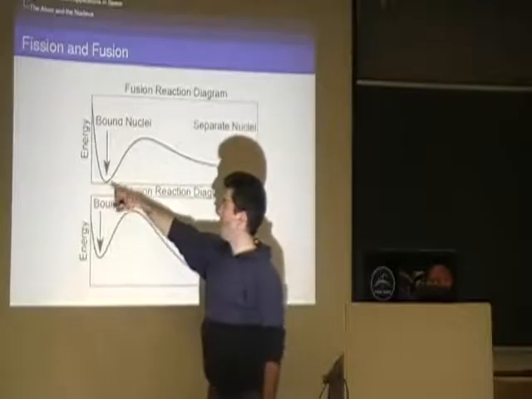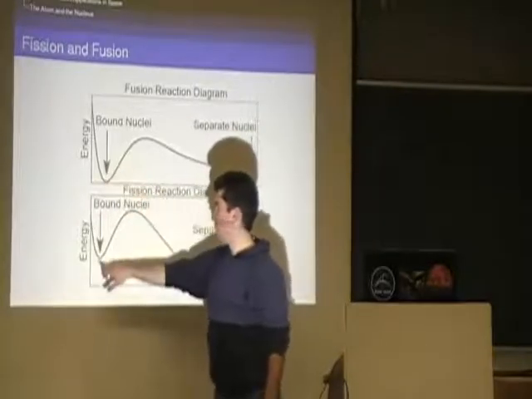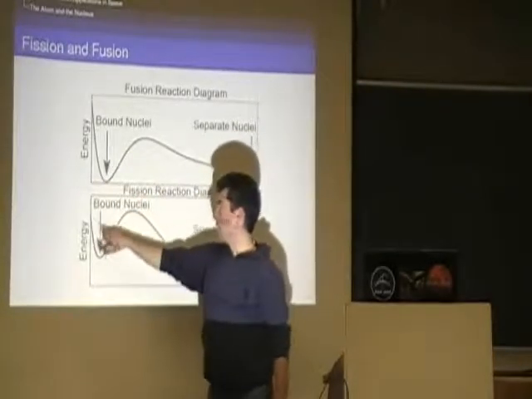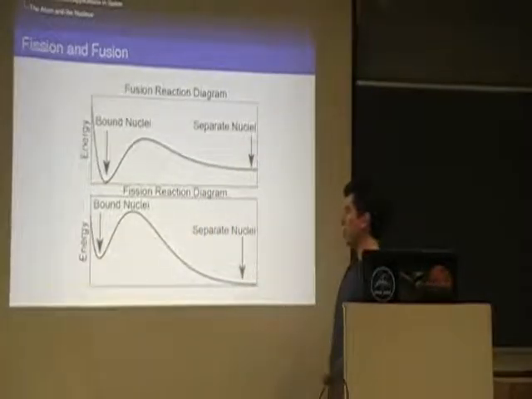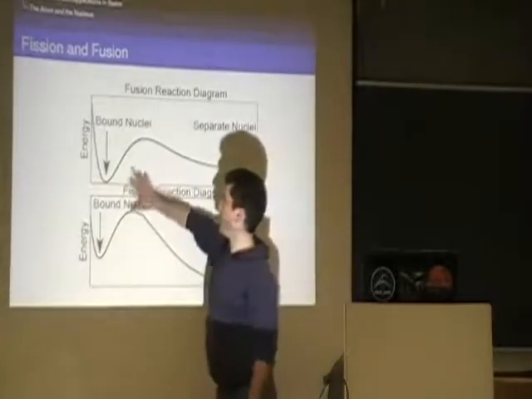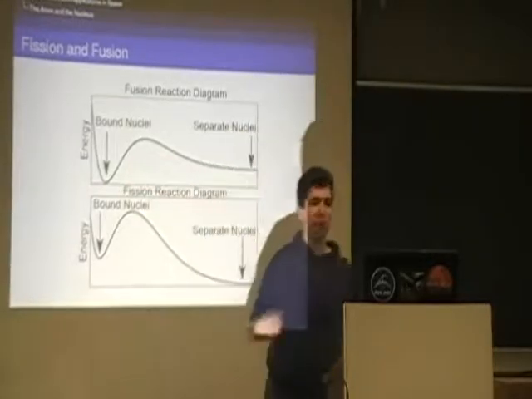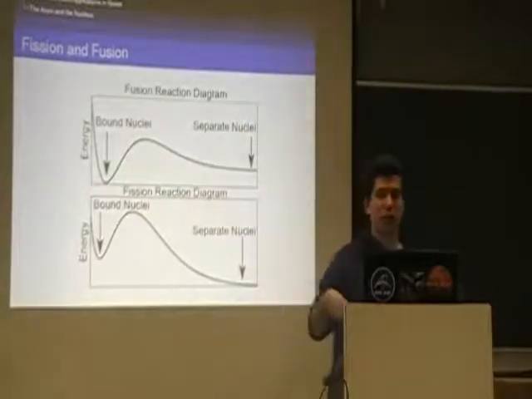So for fusion, they fall into a deep well, being bound. For fission, that well is like a little lump at the top. You get a lower energy when you have them separated. And always you have this barrier between here, which means you have to provide some energy in order to get some back.